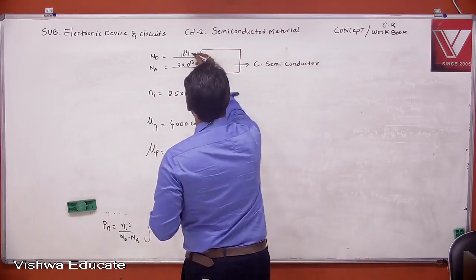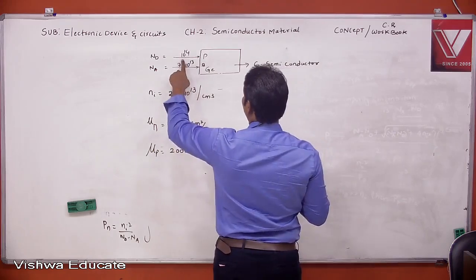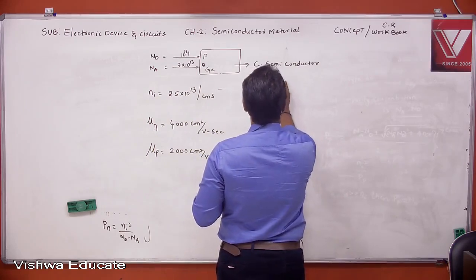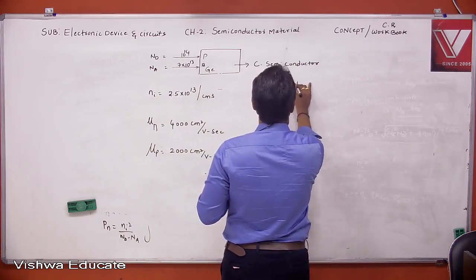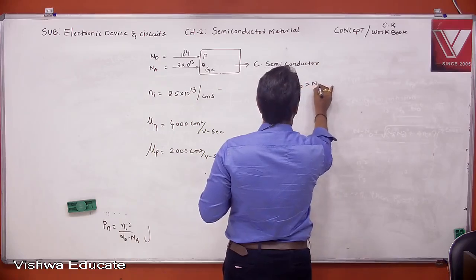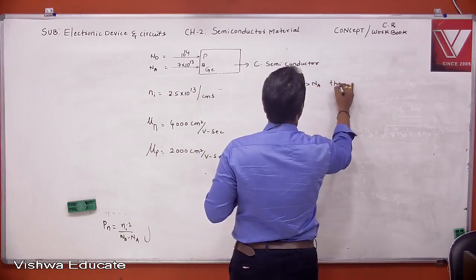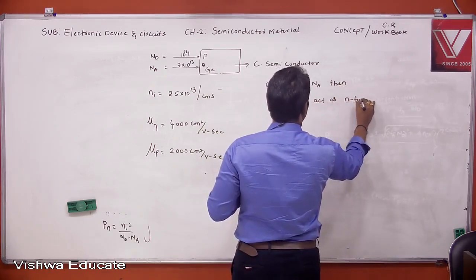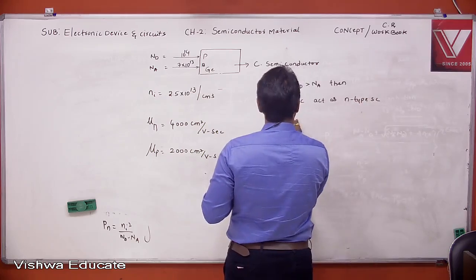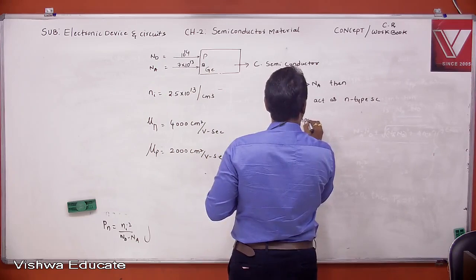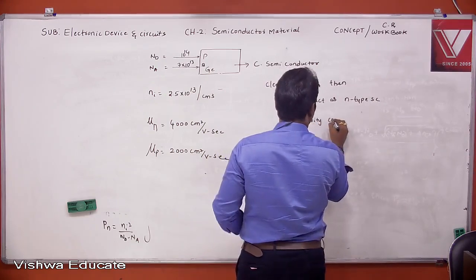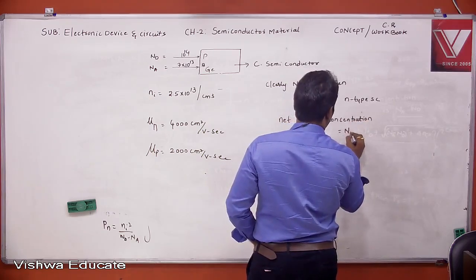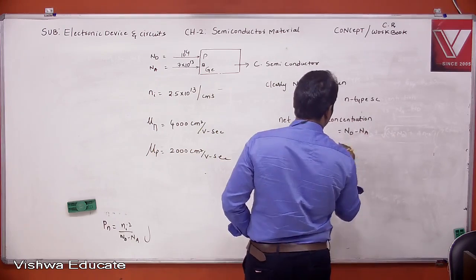Right? Here, in the compensated semiconductor, what is the condition? Nd is 10 power 14, Na is 10 power 13. That means clearly Nd is greater than Na. Nd greater than Na means the semiconductor acts as an N-type semiconductor, right? And what should be the net impurity concentration? Net impurity concentration is Nd minus Na, right?